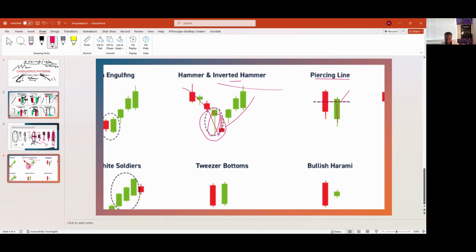We call this one tweezer bottom, which is these two candles, and we call this bullish harami. Whenever you see this small green candle, the stock will go down. Let's see if we can identify some of them. I'll show it for one minute.